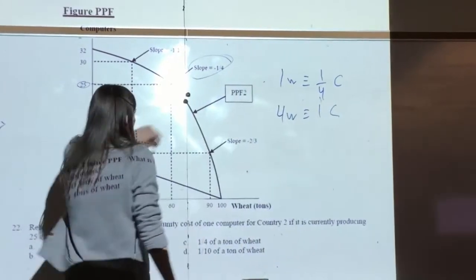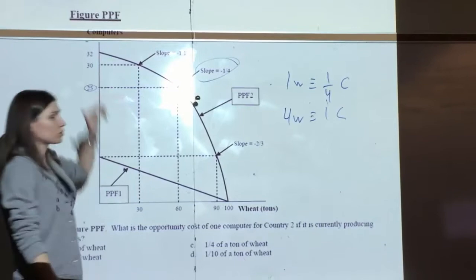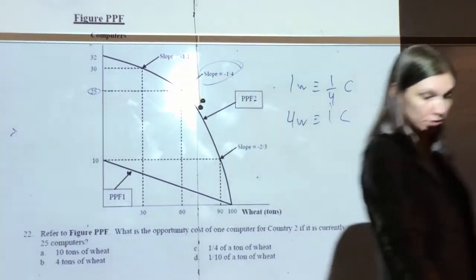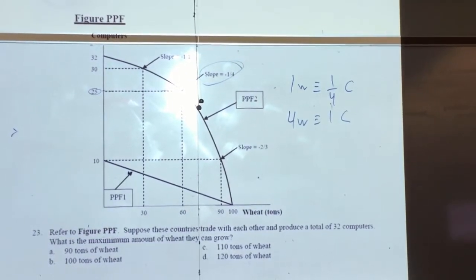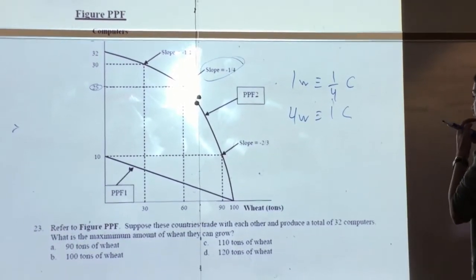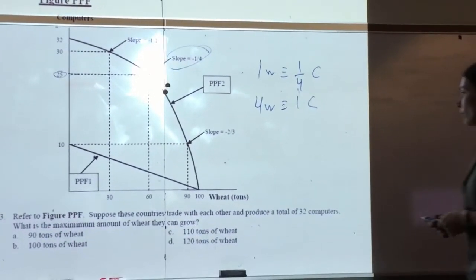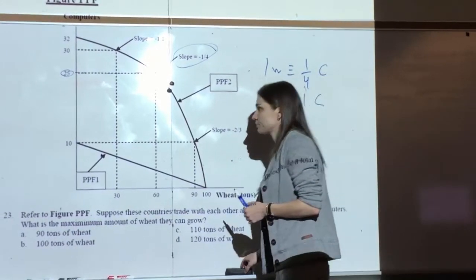So think of this as the opportunity cost of x, and 1 over that is the opportunity cost of y. So the answer here is B. Suppose these countries trade with each other and end up producing a total of 32 computers. What is the maximum amount of wheat they can grow?